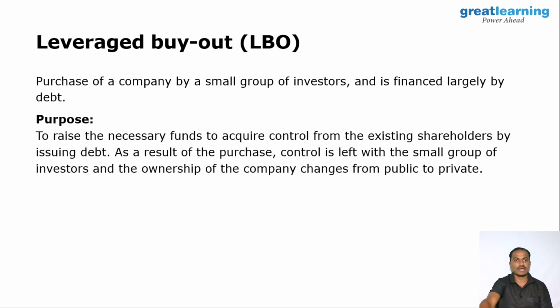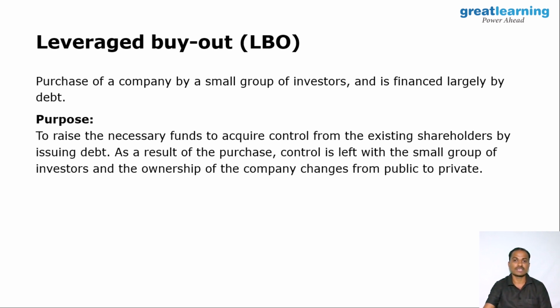In a leveraged buyout, a company is purchased by a small group of investors, and the deal is largely financed through debt. The debt is used instead of equity to purchase the company. Why does a leveraged buyout happen? It is to raise the necessary funds to acquire control from the existing shareholders by issuing debt.